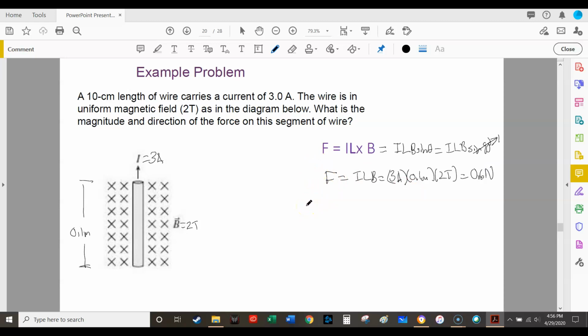Now we have to figure out the direction of that force. Well, let's apply the right-hand rule. You're going to point your thumb up in the direction of the current, so your thumb should be pointed to the top of the page. Your index fingers should be pointed into your screen, and your palm should be pointed to the left of your screen. So that means the magnetic force should be pointed to the left. So that is the direction of the magnetic force. Okay? So now we know it's going to be 0.6 newtons to the left.